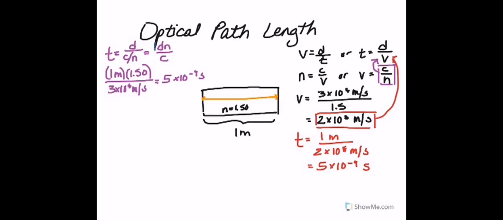And this term here, the dN, is equal to the optical path length. The definition of the optical path length being the distance that light would have traveled if it was given the same amount of time in air.